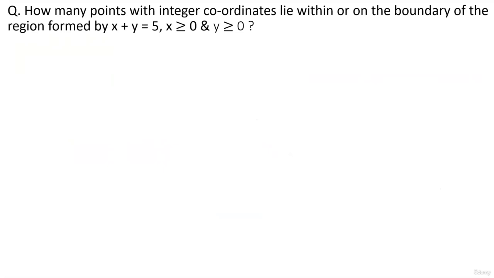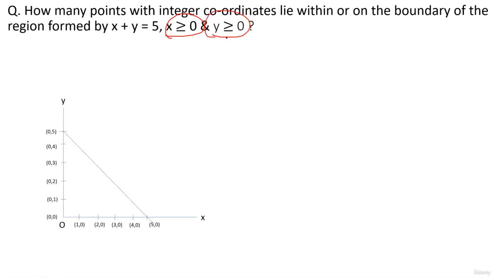How many points with integer coordinates lie within or on the boundary of the region formed by x plus y is equal to 5, x greater than equal to 0, and y greater than equal to 0? So as we saw in the previous question, guys, x greater than equal to 0 and y greater than equal to 0 denotes what? We're talking only about the first quadrant, right?